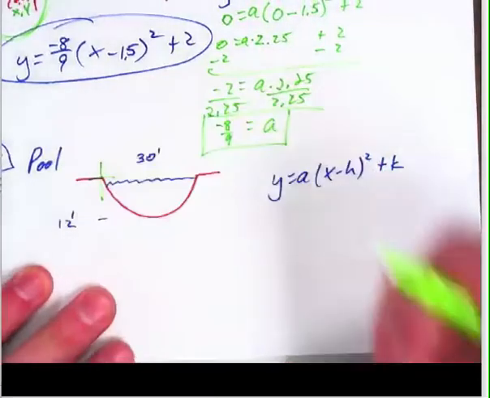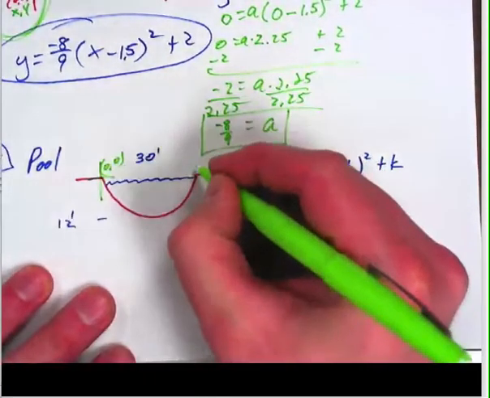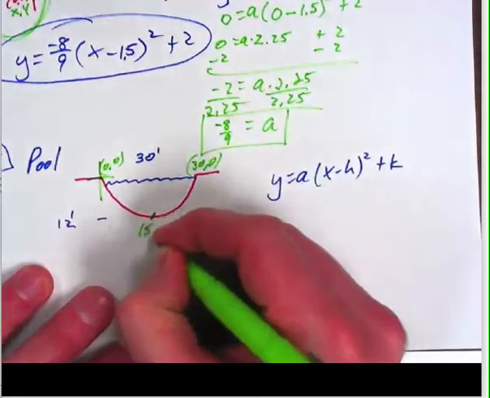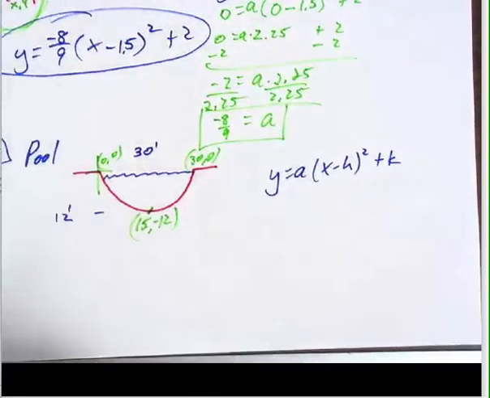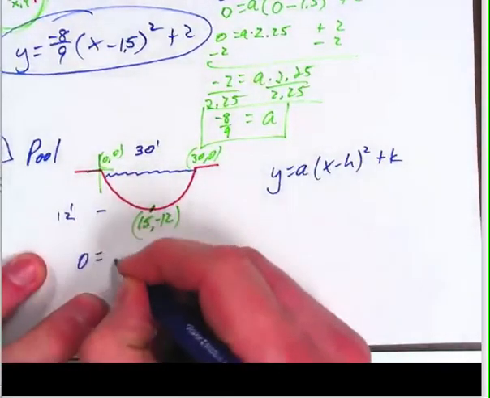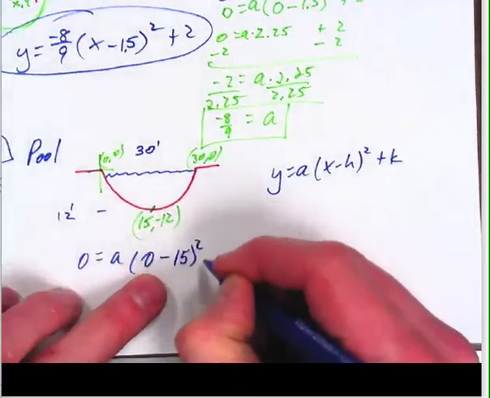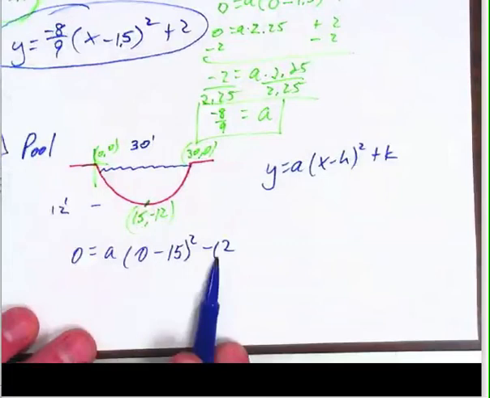Set the origin right here. So that makes this point 0, 0. It's on my parabola, and this would be 30, 0. My vertex would be 15, negative 12, because I went over 15 and down 12. And now what I need to do is go through and plug in all the numbers. So 0 equals a times (0 minus 15) squared minus 12, because for my h and k, this is the 15 and this is the minus 12.